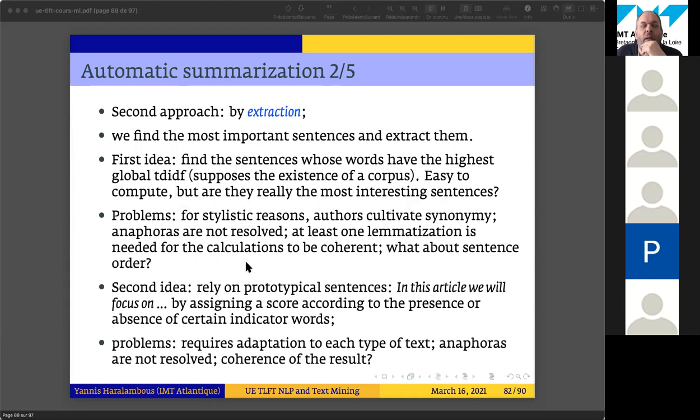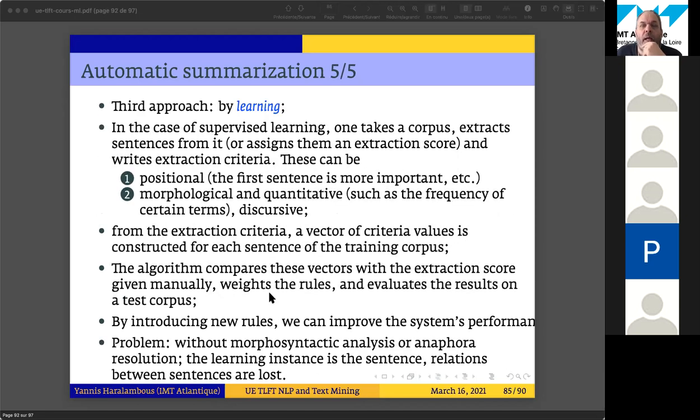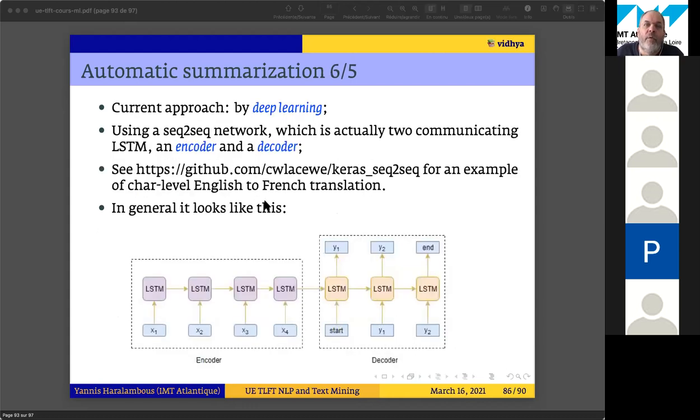Second approach in the 80s, we will cheat. We will just extract some sentences. It's easy to extract sentences, but still you have to choose the sentences you will extract. And for that, there are many ideas. Third approach in the 90s, learning. So if we have a corpus of examples, then we can train a machine learning algorithm to do the same thing, to extract sentences by looking at examples. And finally, you see, this is not an error, it's 6/5.